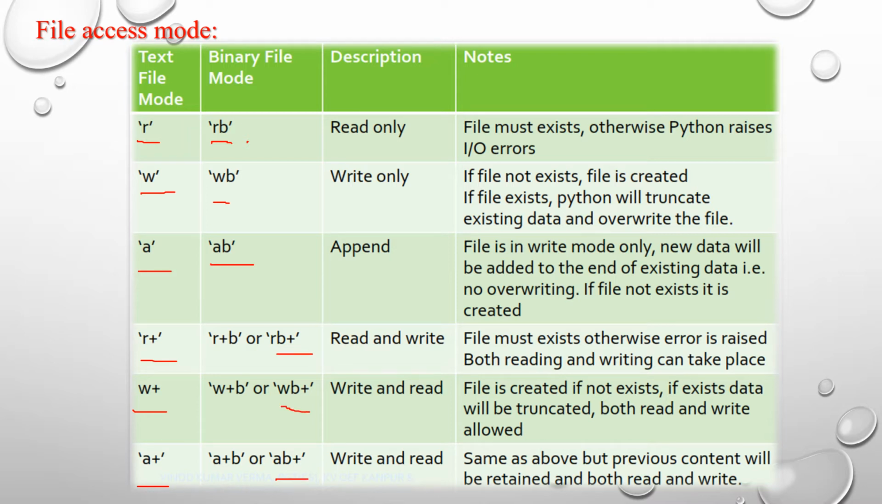For example, if you specify r, the function of this mode is read only mode. If you want to use this, the file must exist. Otherwise, Python raises an input output error. The next mode is w. w is write only. If the file does not exist, the file is created. If the file exists, Python will truncate the existing data and overwrite the file.